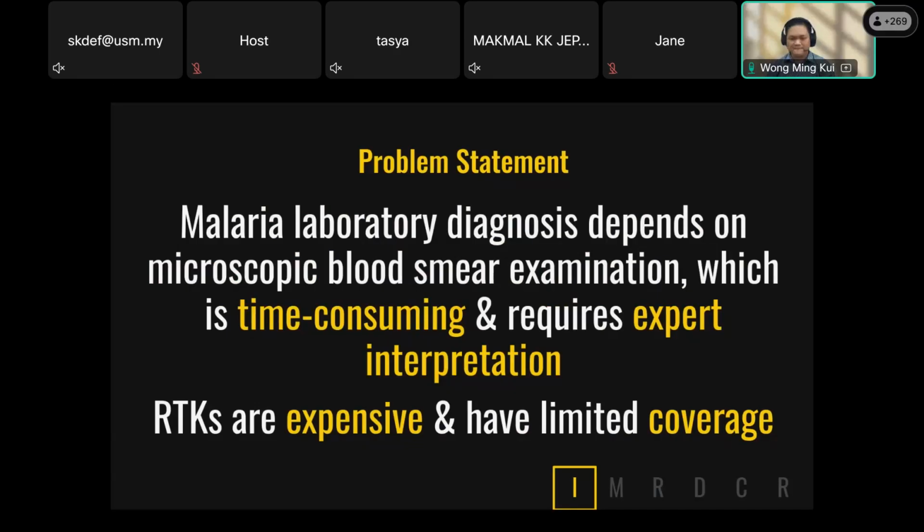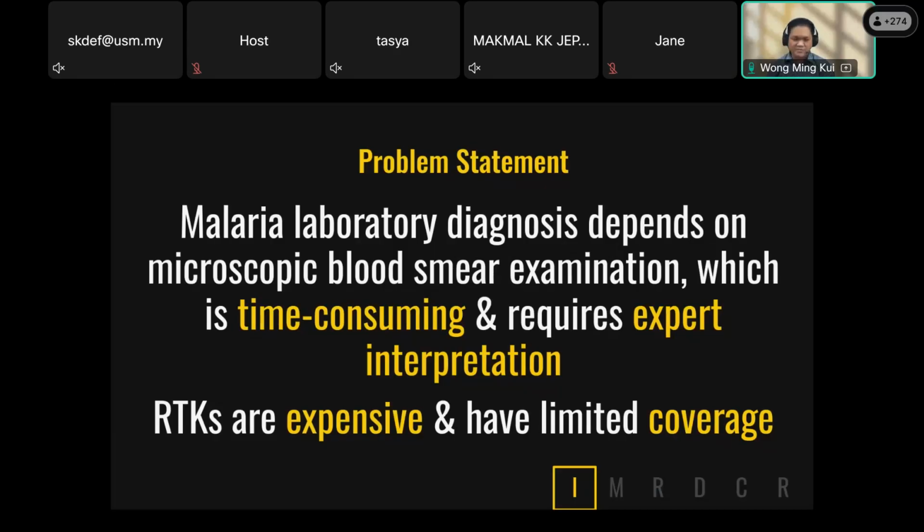infection. On the other hand, some of the labs use RDT, rapid test kits, to test for malaria. These labs usually have a very low workload on malaria. That's why they are not skilled in microscopy, and they have to use rapid test kits instead. However, we know that RTKs have limited coverage.